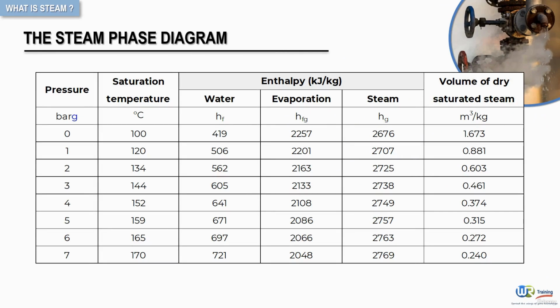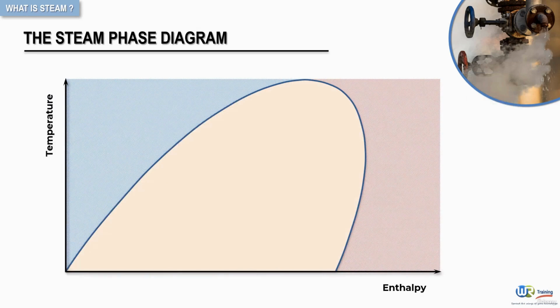The data provided in the steam tables can also be expressed in a graphical form. The following figure illustrates the relationship between the enthalpy and temperature of the various states of water and steam. This is known as a phase diagram. The blue region corresponds to sub-saturated water.